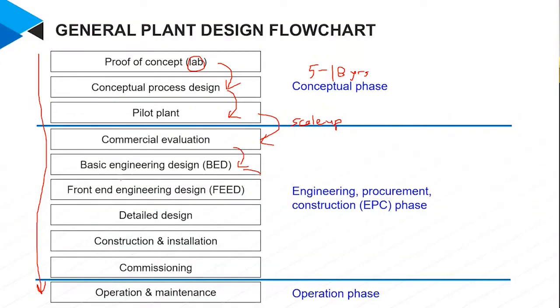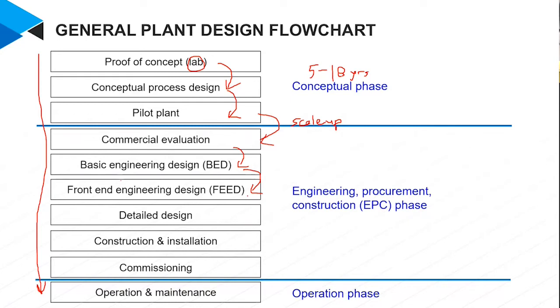Then we go on to what we call front-end engineering design, which is where we flesh out all the equipment in the plant. For example, we need to have this reactor. What's the sizing of this reactor? 5 meters diameter, 10 meters tall. You have this distillation column. How tall is it? You have this vessel. How big is it? You have this pump. How much power does it need, and so on.